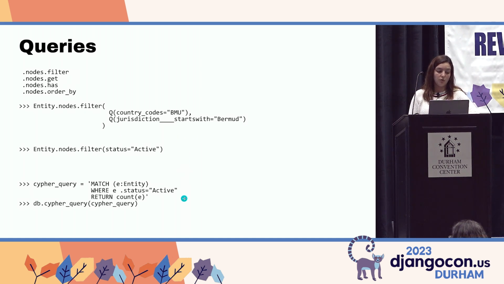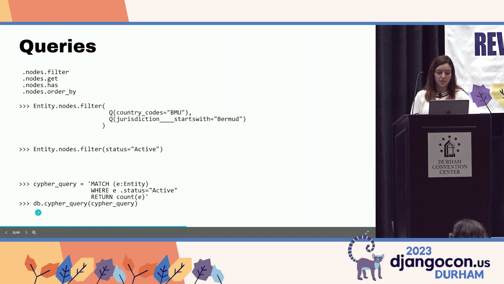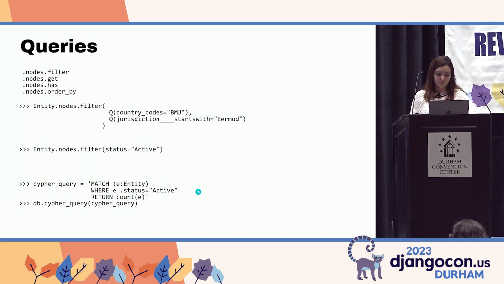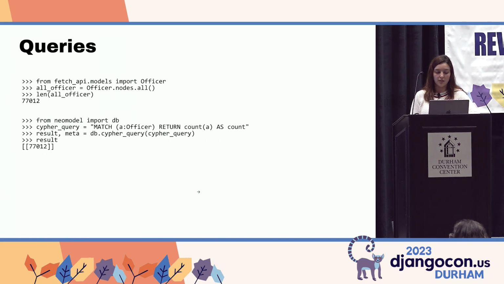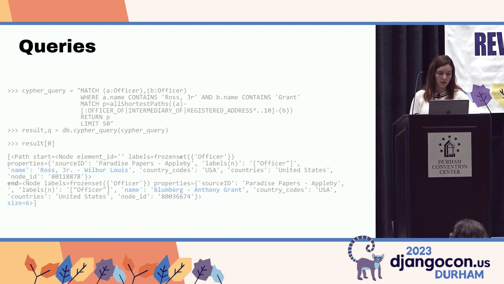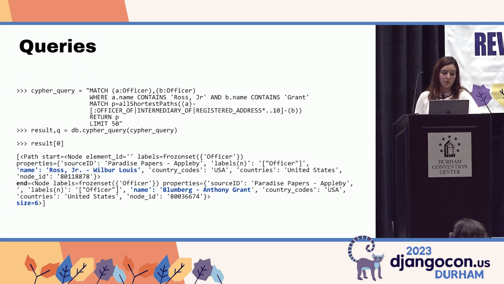And if we still want to use Cypher, we can. We have to import db from neomodel, and we have to write the query. This is almost the same query whether we're doing it with the API or with Cypher. And this is a more complex query, the same that I showed you before. I bring just a part of the result.